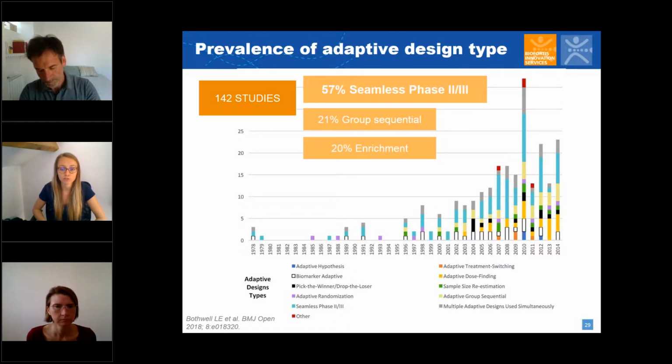After comes the group sequential design, allowing to stop prematurely the trial for efficacy, for safety, or for futility, in light yellow color. And finally, the enrichment design, also called biomarker adaptive design in the graph, in white color.